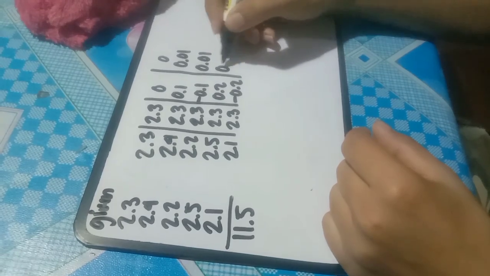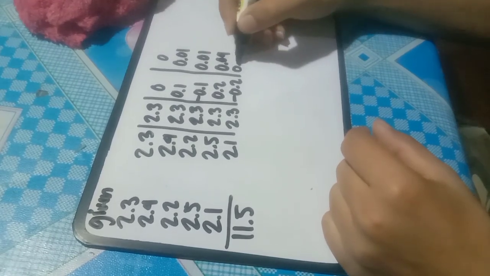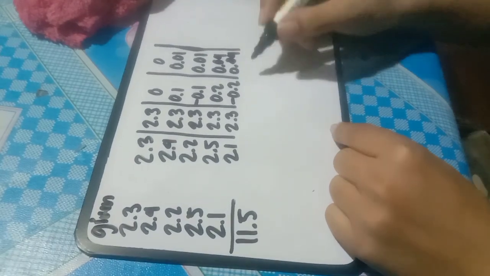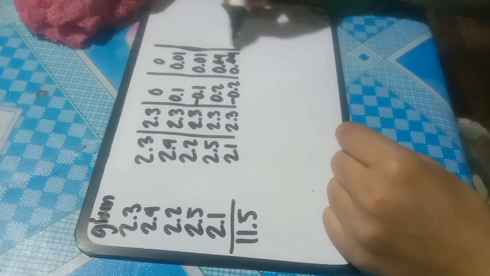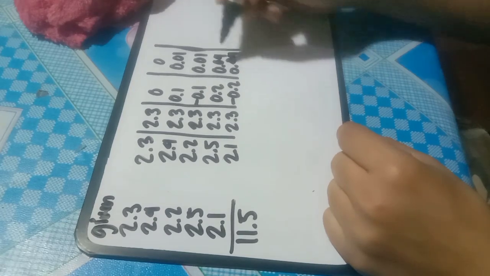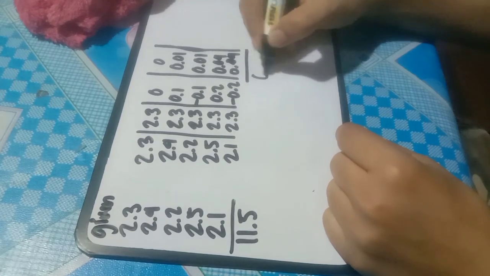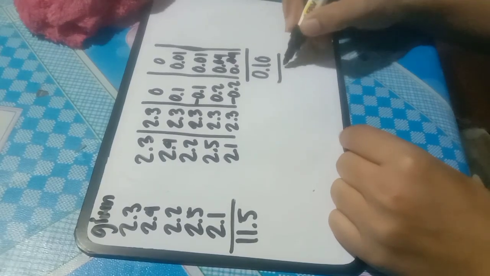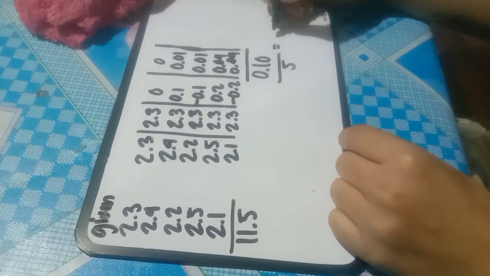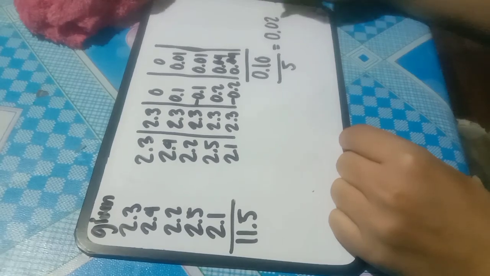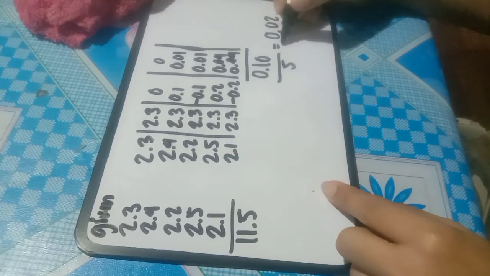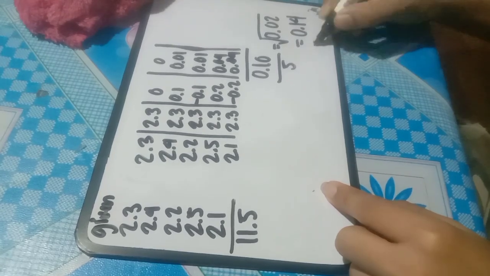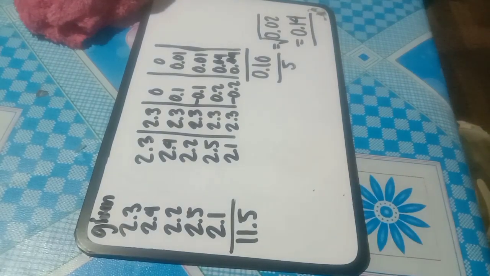And we're gonna square all this, which is equal to 0, 0.01, 0.01, 0.04, and lastly 0.04. And we're gonna add all this, which is equal to 0.10. And we're gonna divide the 0.10 into 5, which is equal to 0.02. And we're gonna square the 0.02, which is equal to 0.14, and that is the answer.